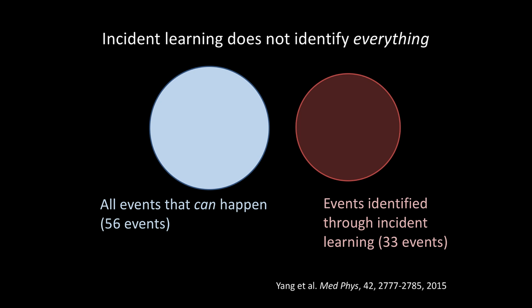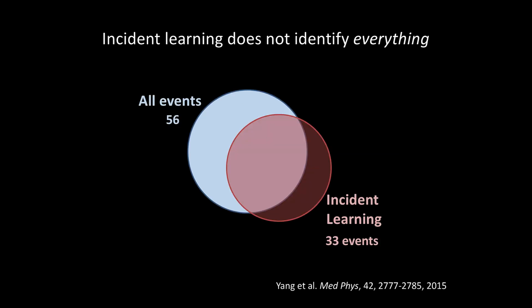And you can see that here in this study that looked at all events that can happen, in the blue on the left, through an FMEA process versus all the events that were identified through incident learning over a period of several years. There were 33 events. So there were different data sets, and in the study you could see that they did overlap. Here's the overlap shown. So there were some events that were seen in both systems, but some that were only seen either in the FMEA or only in the incident learning.